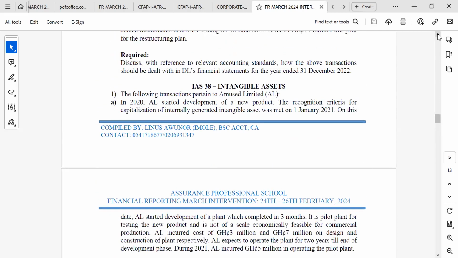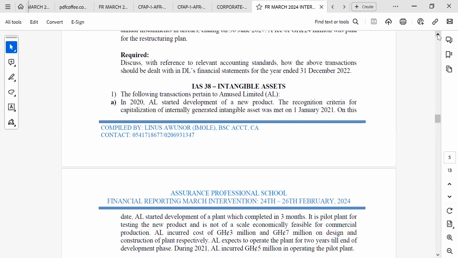Okay, let's take the first one. Seniors, this is about what? Intangibles. You can see you have certain costs over there. But first of all, before you can look at those costs, let's see if the criteria for capitalizing internally generated intangible assets, like the development expenditure, has been met. Has it been met?